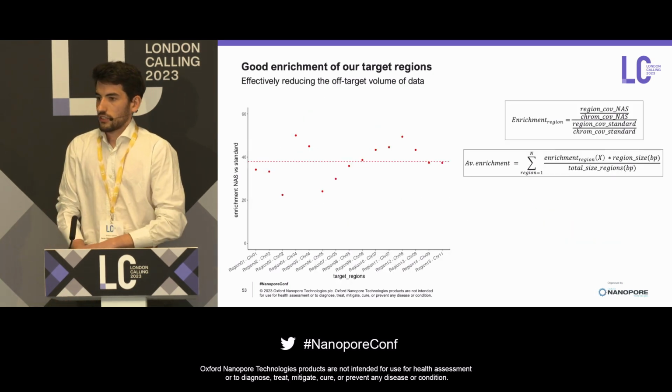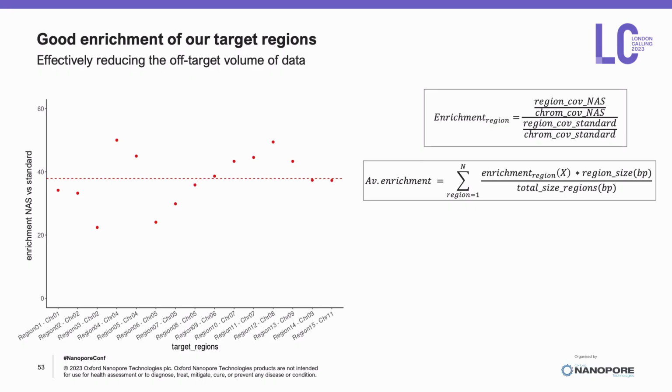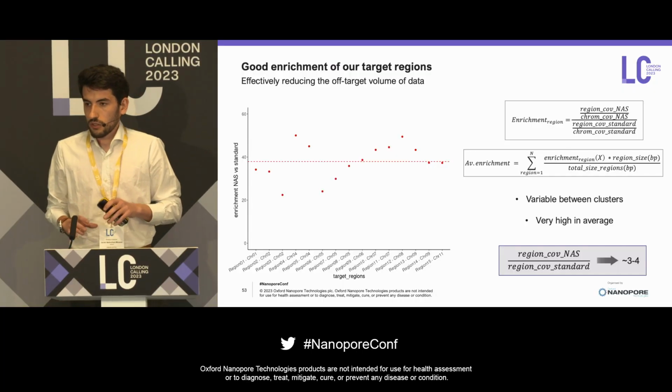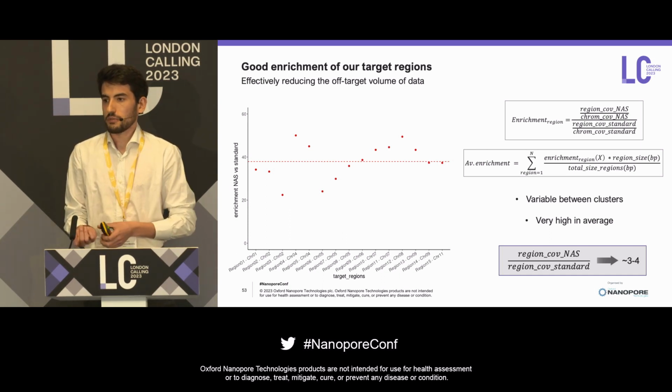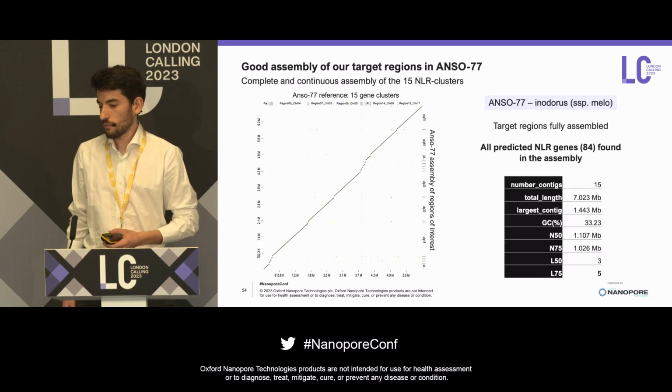And if we talk about the statistics, we calculated the enrichment using this formula here, where we take into account the coverage in our region of interest, also the coverage in the rest of the chromosome, and we normalize it with a standard sequencing approach. We can see that the enrichment is kind of variable between clusters, but what is most important is that it's very high for all of them. And if we take only into account the coverage inside the region, we can see that using adaptive sampling, we get an enrichment of 3-4-fold, and sometimes it's even higher.